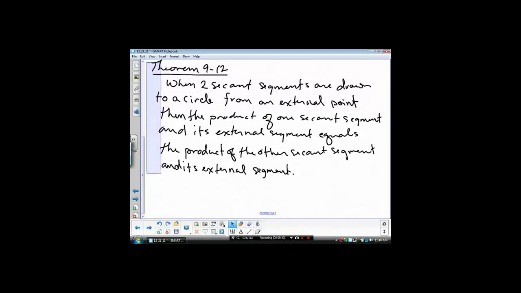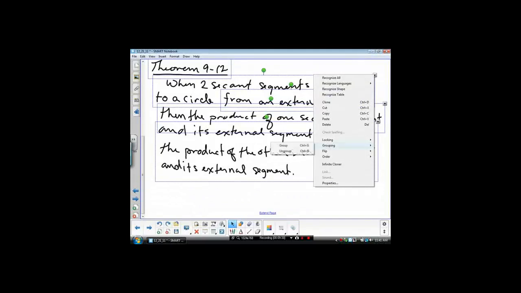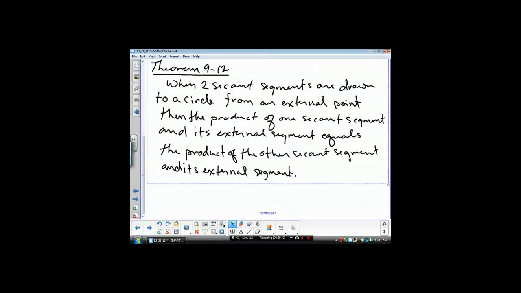So here we have a couple of ideas we need to talk about. What does it mean when it says the external piece? And what does it mean when it says the secant segment?